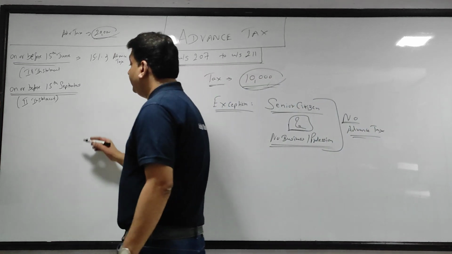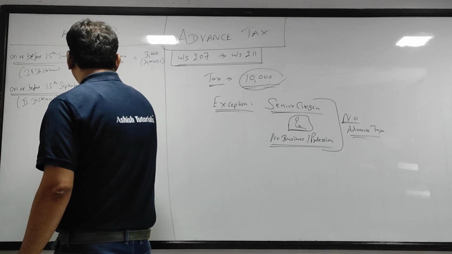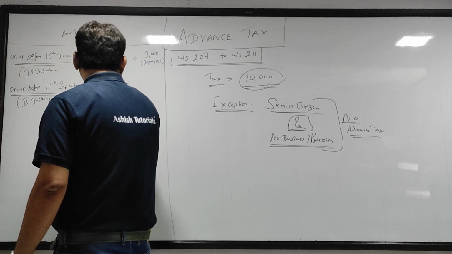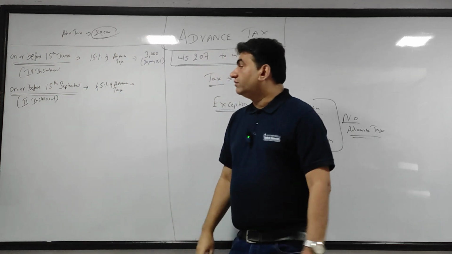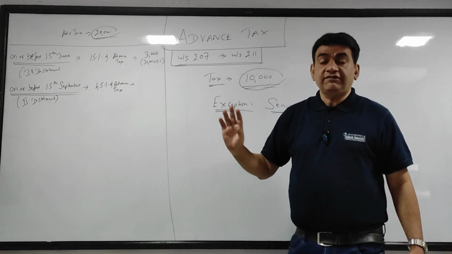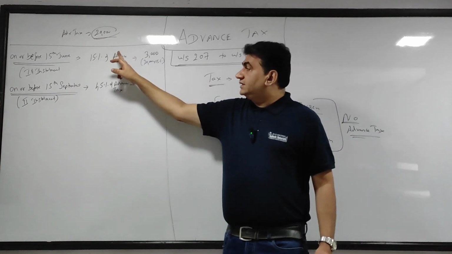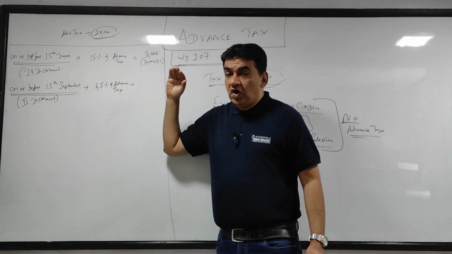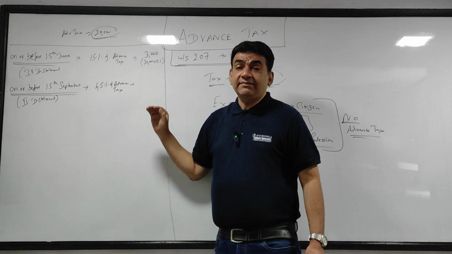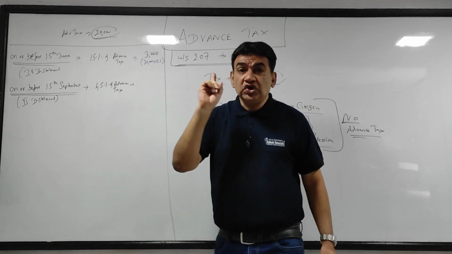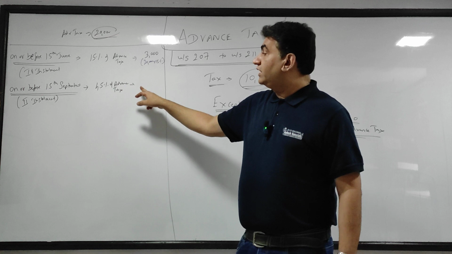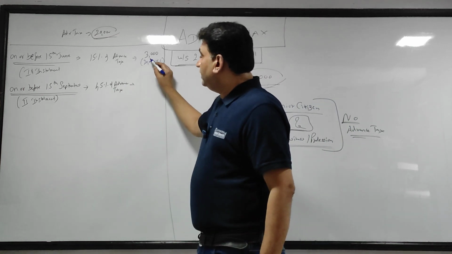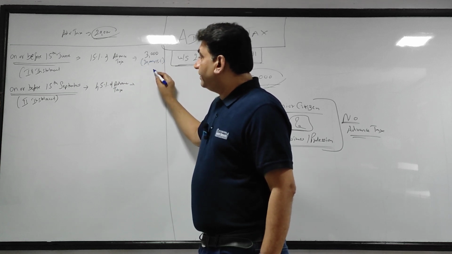Now second installment क्या है? Till this day you will have to pay total 15% of advance, total 45% of advance tax. यहाँ तक 15%, यहाँ तक 45%. ऑन और बिफोर 15 सितंबर मुझे टोटल 45% ऑफ एडवांस टैक्स पे करना है. दैट मीन्स व्हाट? यहां तक मैंने 3000 पे किया बराबर.